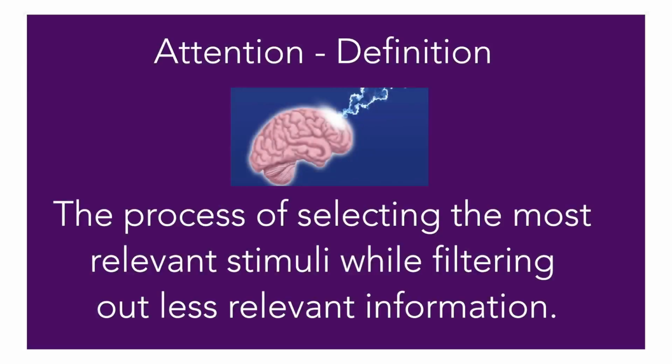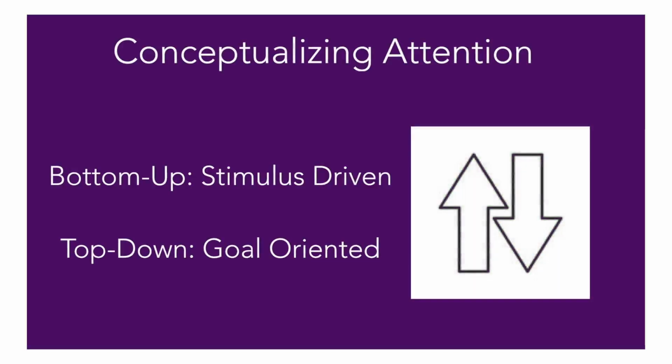Despite the fact that our brain is an incredible organ, it does not have the ability to process all stimuli in our environment at the same time. According to Kasuki and Konstantinidis, attention is the process of selecting the most relevant stimuli to process while filtering out less relevant information. Conceptually, there are two ways we process sensory information.